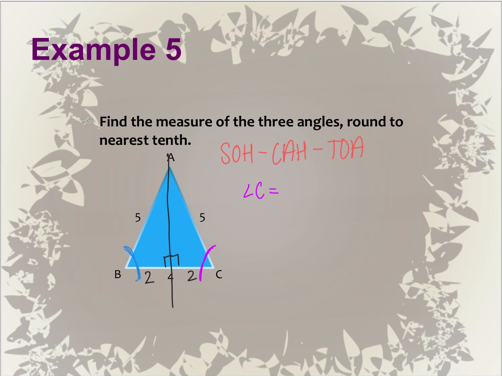What do I have? A 2 and a 5, but what are those considered?